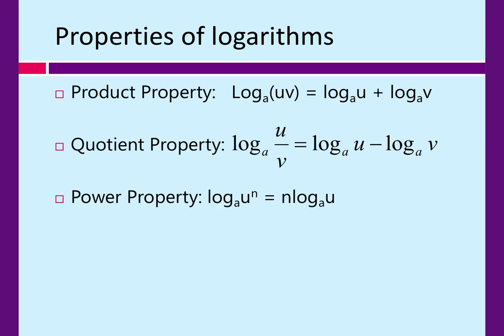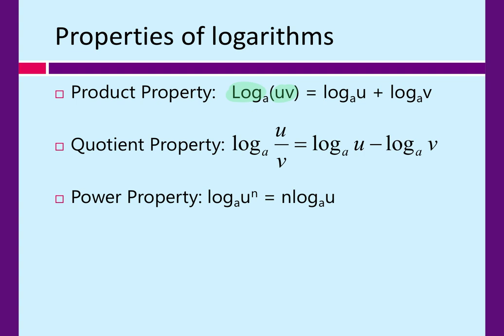All right, now we're going to talk about the product property, the quotient property, and the power property. We're going to do these in both directions. We're going to use them to expand and to condense. So if I have one log at the beginning, and it's finding the log of a product, two things being multiplied together, then I can expand it into multiple logs by taking that product and turning it into an addition statement.